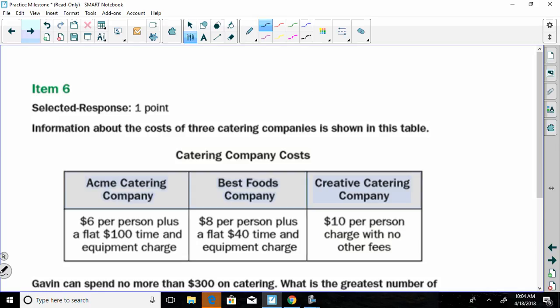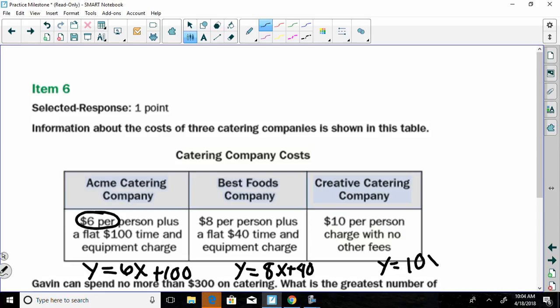So let's try the first one. Which one would be the slope? Because it's per, right? And we know that the word per means slope. And what would be the one-time fee? How would I do the second one? And then the third one? And what does X stand for? $10 per what? Person, right?